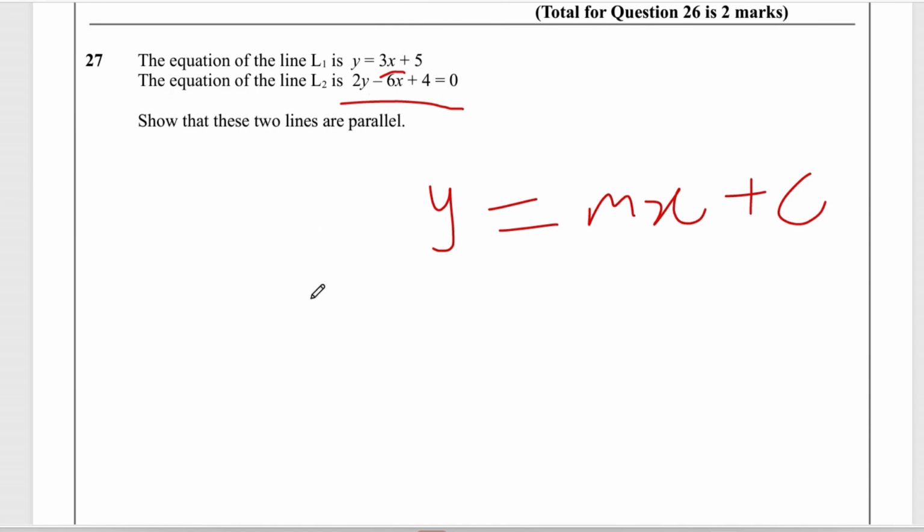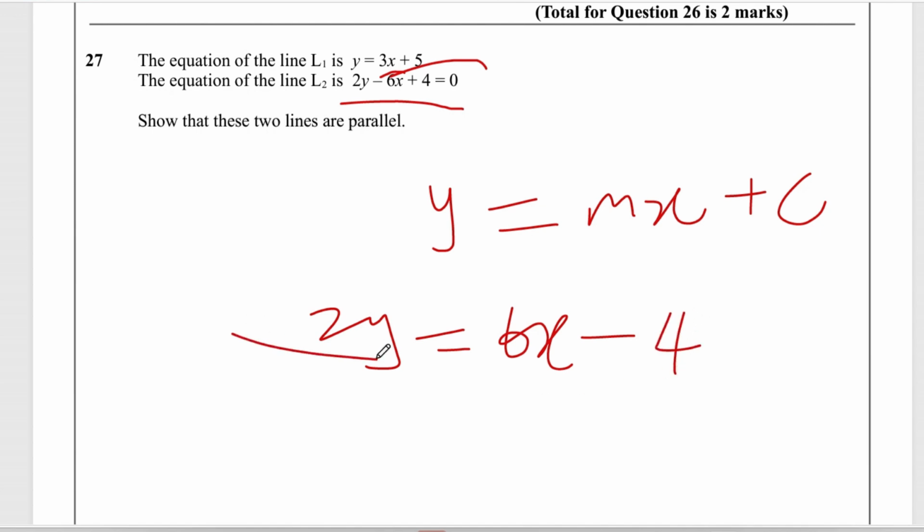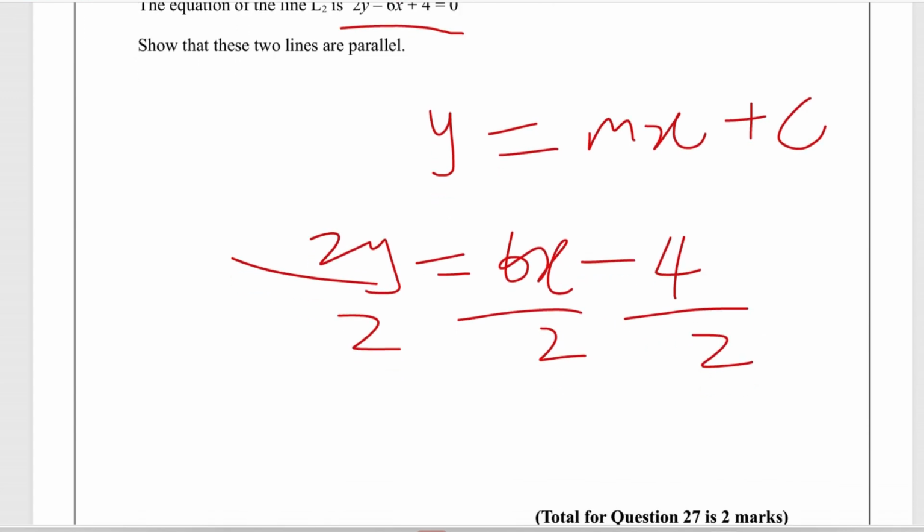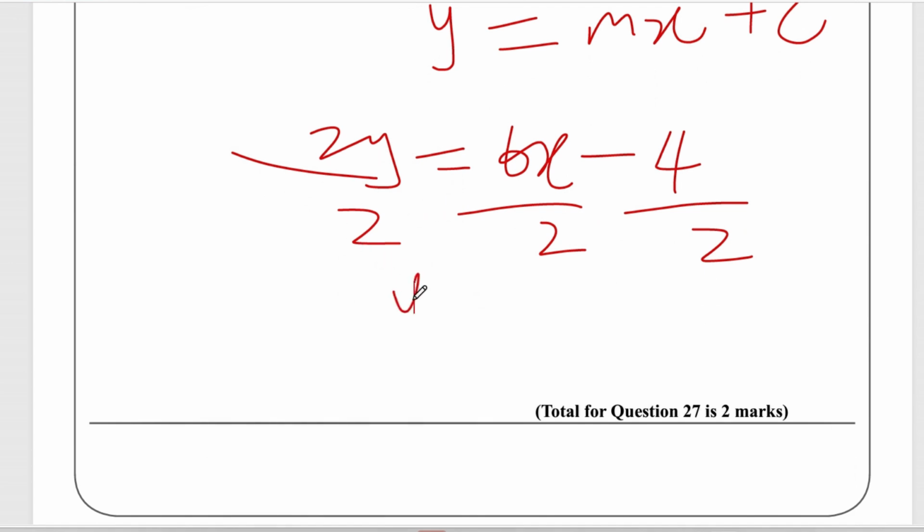Now we need to prove that the second one has a slope of 3 as well. And how do we do that? We have the equation. Let's collect like terms. Assuming y is on the left, negative 6x goes to the right, becomes positive 6x, and plus 4 goes to the right, becomes negative 4. That's 6x minus 4. So what do we do? Divide each part of the equation by 2. So you get y equals 3x minus 2.